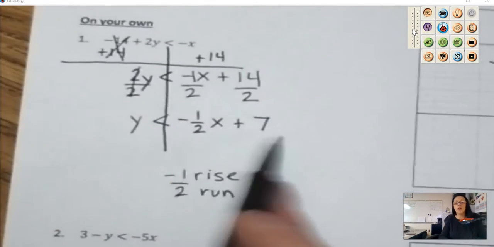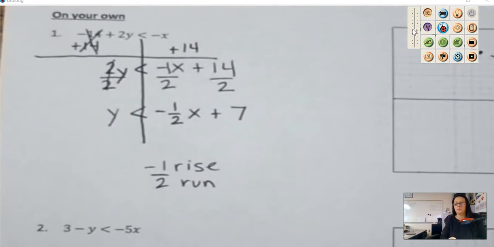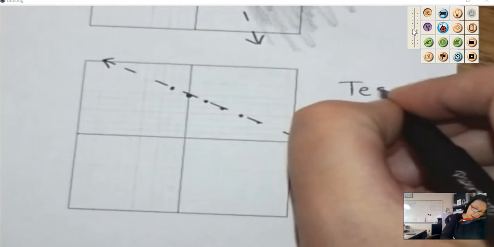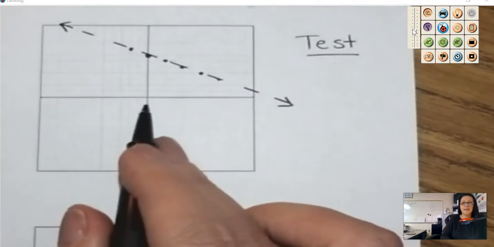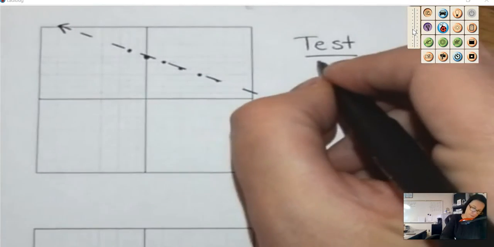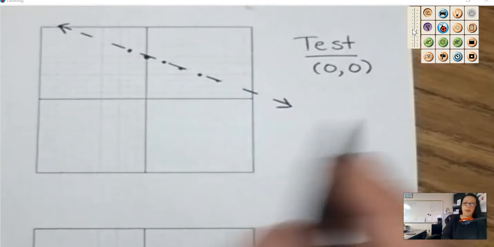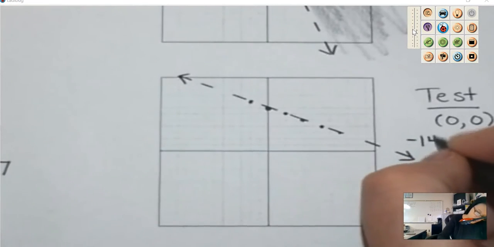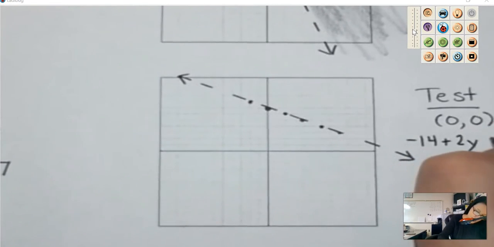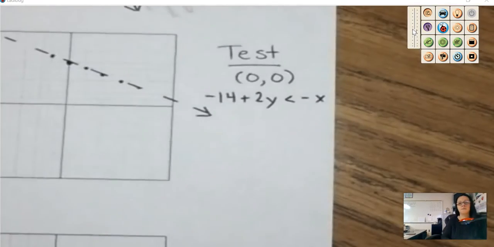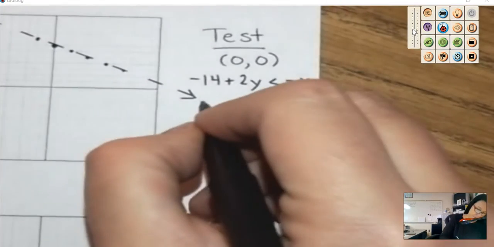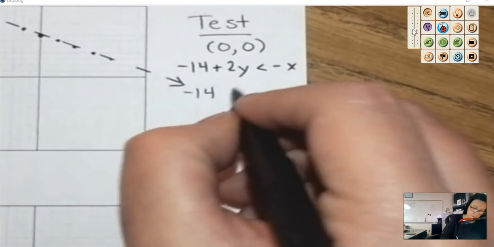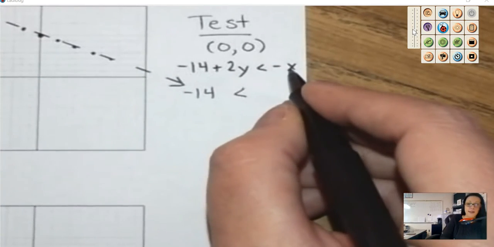Okay, if there's an inequality, there's always going to be shading. So I need to figure out which side to shade. We're going to use our test point for that. I'm going to test out 0, 0, and test it with the original equation. -14 plus 2y is less than -x. So I get -14 plus 2 times 0, that's just 0, is less than -0.